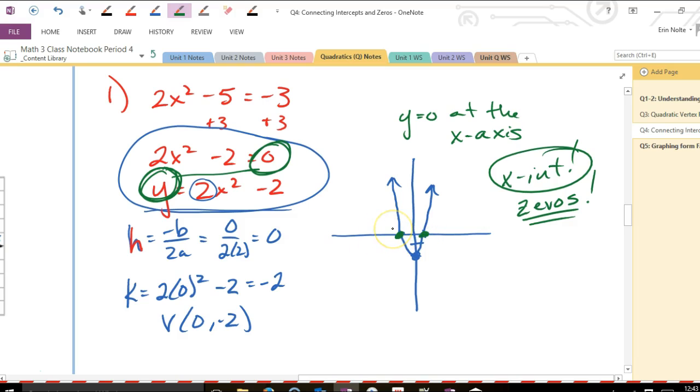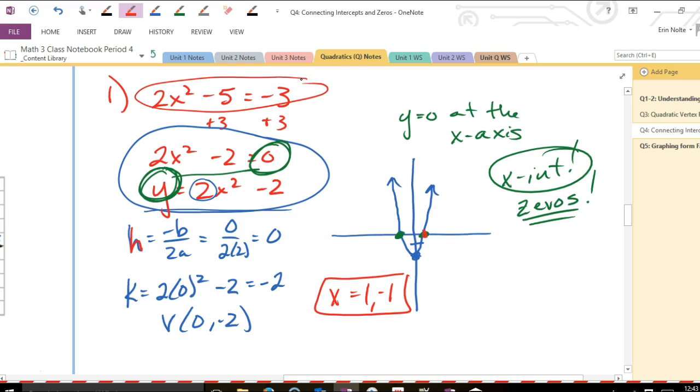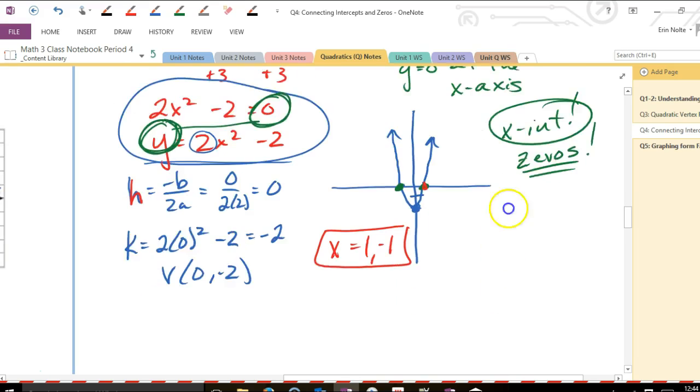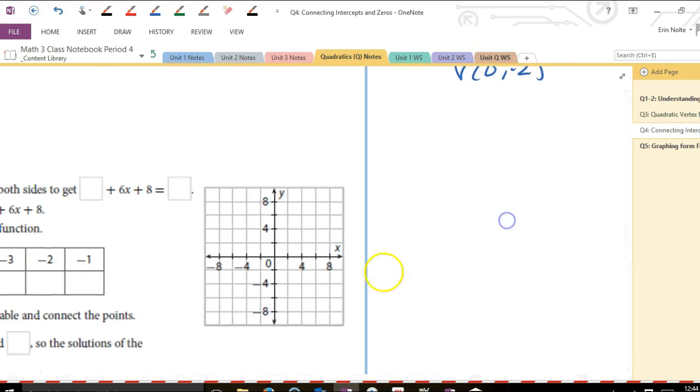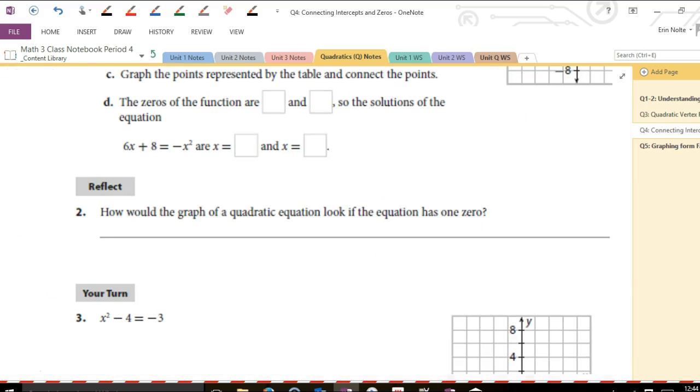So what are the two places where this function crosses the x-axis? We're looking at x equals 1 and x equals negative 1. We can test these two answers: if we plug them back into our original equation, they would both be true. I'm going to do that one more time, just so you can see exactly what I'm doing.